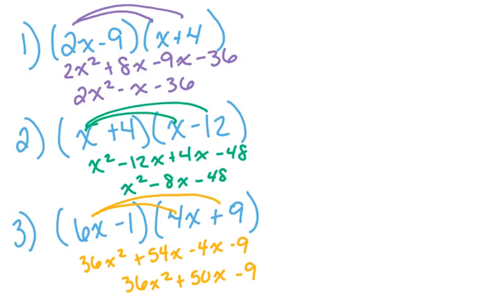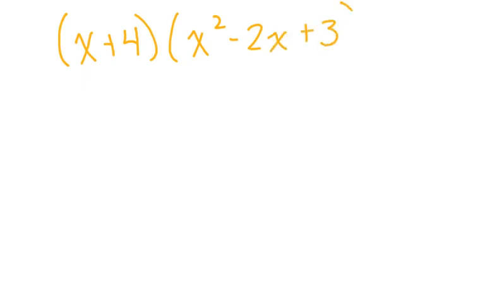So right now what we're going to look at is a binomial by a trinomial. Like if you have x plus 4 times x squared minus 2x plus 3. Okay, so you guys could simply do one of two things.